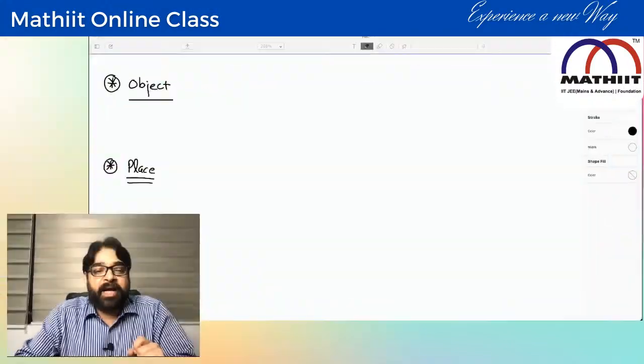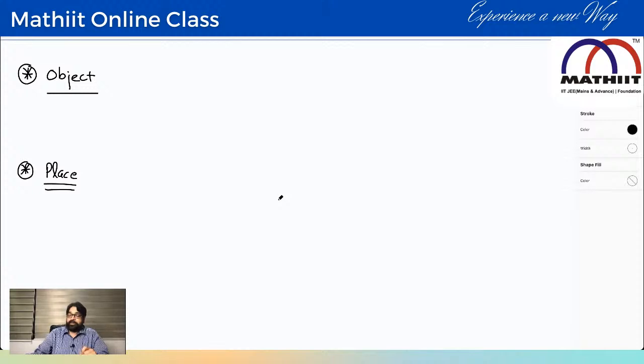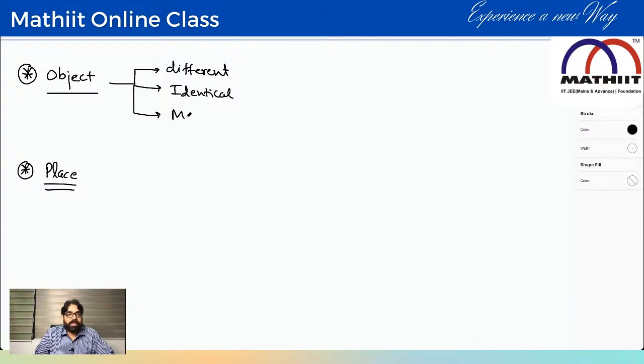Now, in the objects, there are 3 different kinds of scenario we'll see. One is called different objects, another is identical, and the third one is mixed objects. For all 3, there are different ways of approach. That's why I am telling you. Different objects means each object is different from each other.